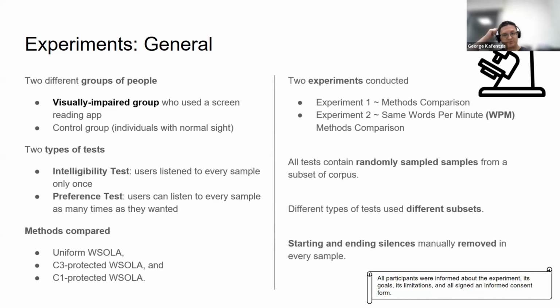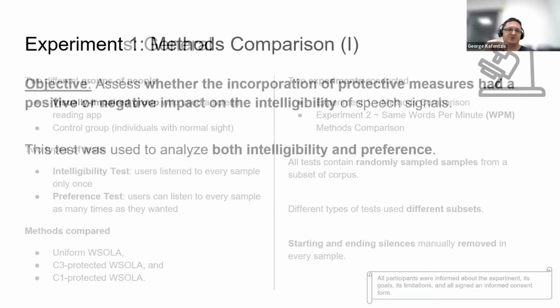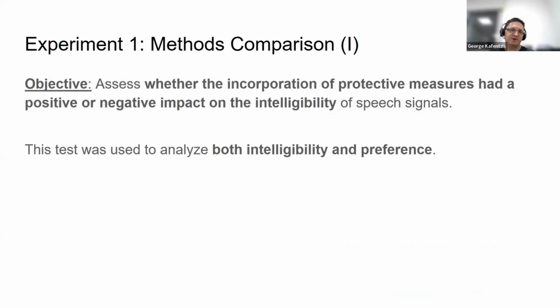We conducted two experiments. The first experiment took into account just the methods. So we applied the methods on the speech recordings and we evaluated them. The second experiment took into account a restriction, which is the same word per minute restriction. So let's see the results. In experiment 1, we just compared the methods. We assessed whether the incorporation of taking protective measures in non-stationary parts of speech had a positive or a negative impact on the intelligibility of speech signals.